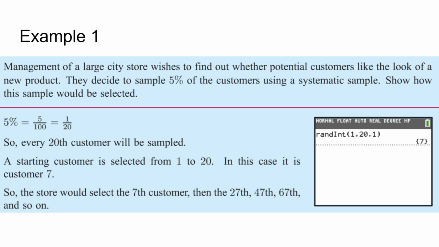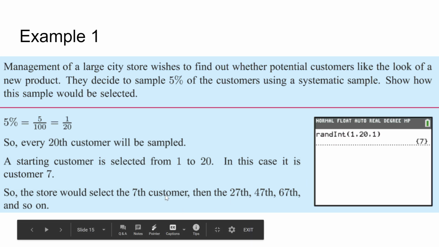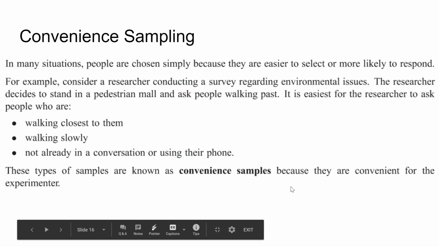They're going to pick a number to start with there. And they used randint in order to find the number they're going to start with. Randint 1 to 20 and then number 1, because we want 1 number in our sample. They're going to start at the 7th person. Then they're going to do the 7th person, the 27th person, the 47th, the 67th, and so on, because they're taking 20 more each time. Therefore, they're selecting 1 out of every 20 people.